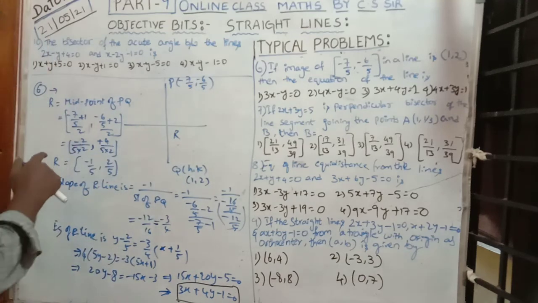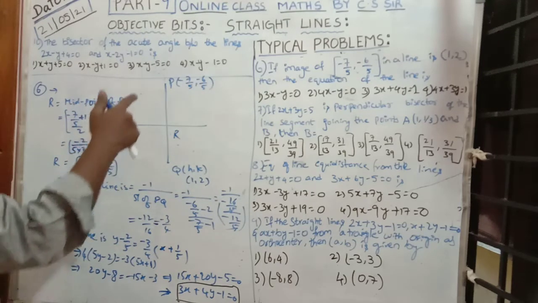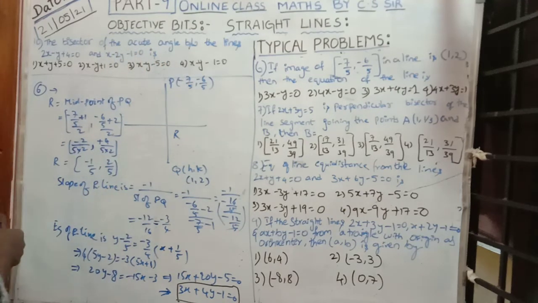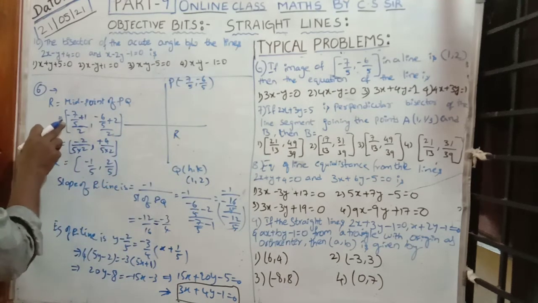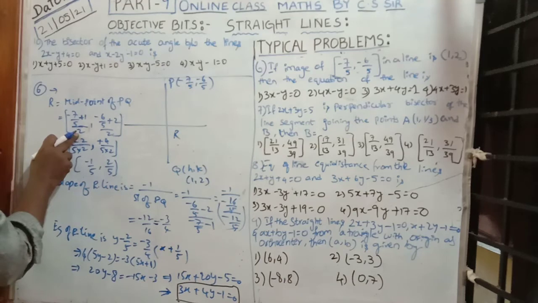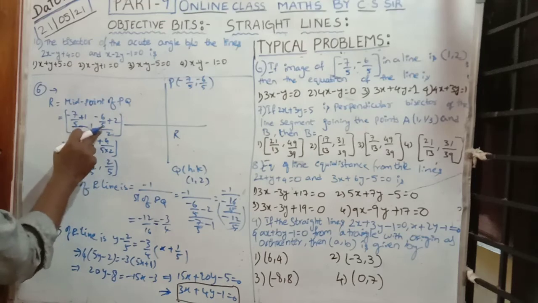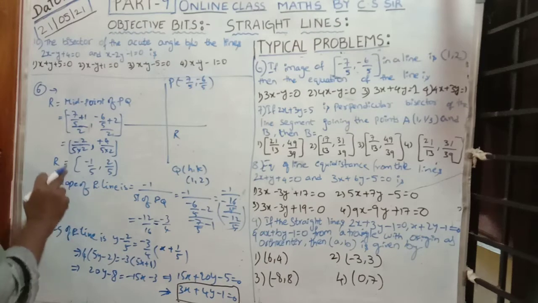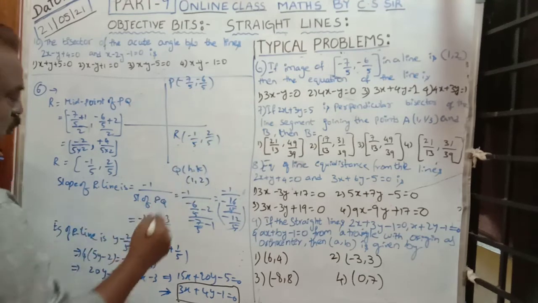So here we need to find the midpoint of PQ. Midpoint of PQ is minus 7 by 5 plus 1 by 2. Okay? Similarly, minus 6 by 5 plus 2 by 2. By calculation, minus 7 plus 5 minus 2 by 5 into 2, 5 is denominator, 2 is denominator. Minus 6 plus 10, that is 4 by 5 into 2. That is, 2 cancels, minus 1 by 5, and 2 by 5. So this is the midpoint. Okay, now?